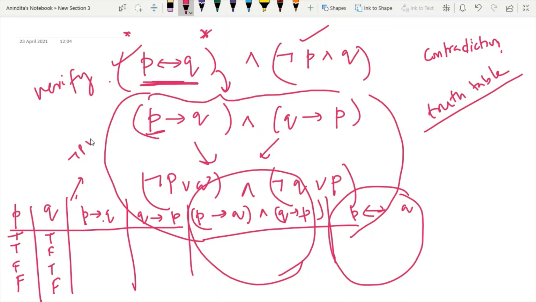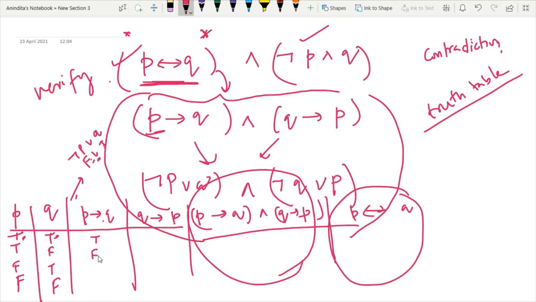Not P or Q. So how could I find? P is true, not P means false. Or Q is true, so here we have true. So false, true, and we have or in between. So the first output will be true.